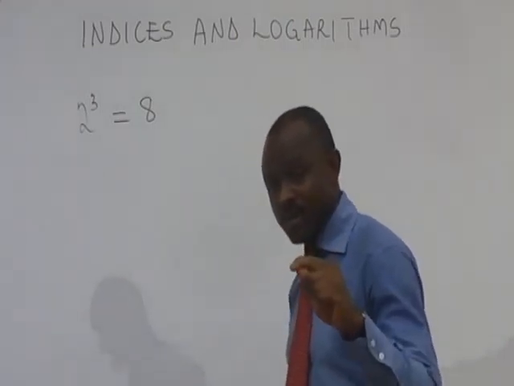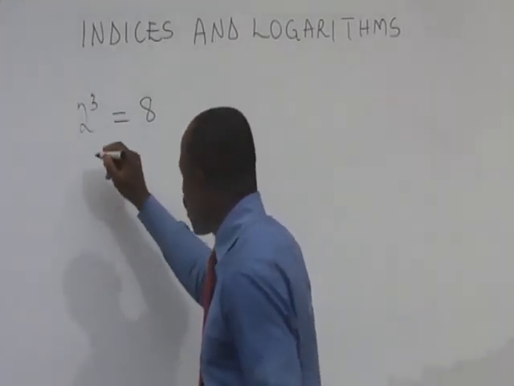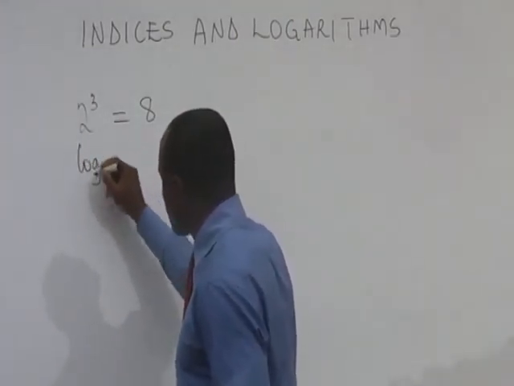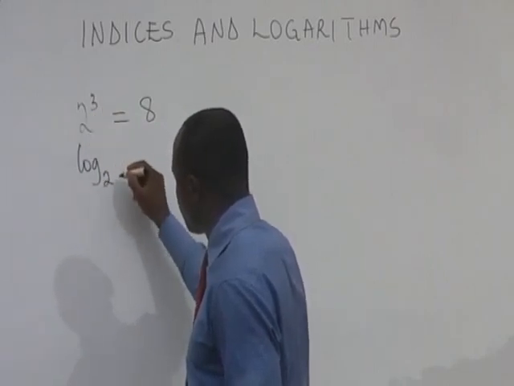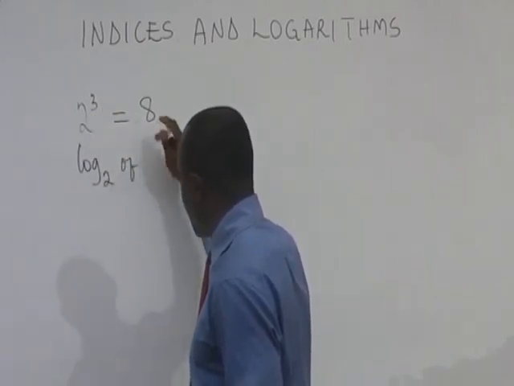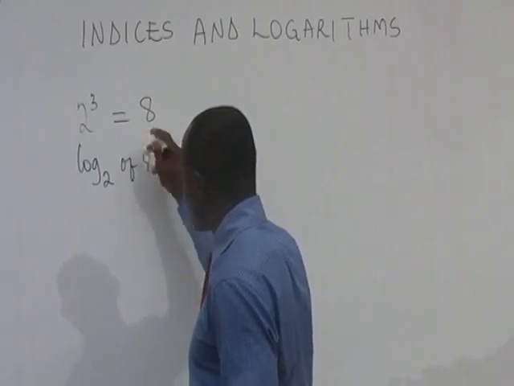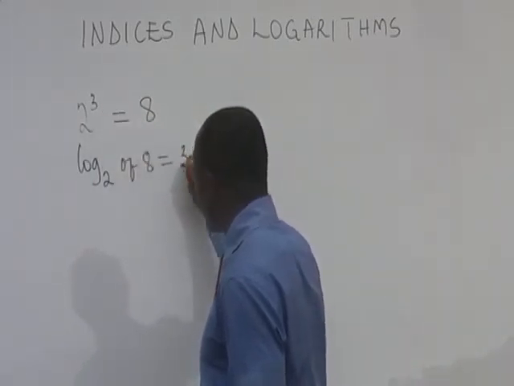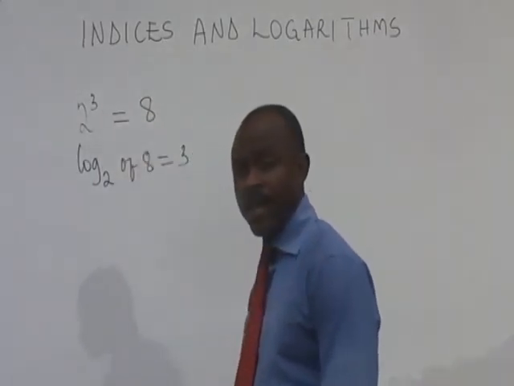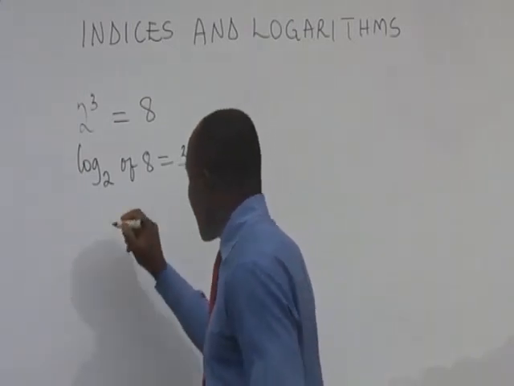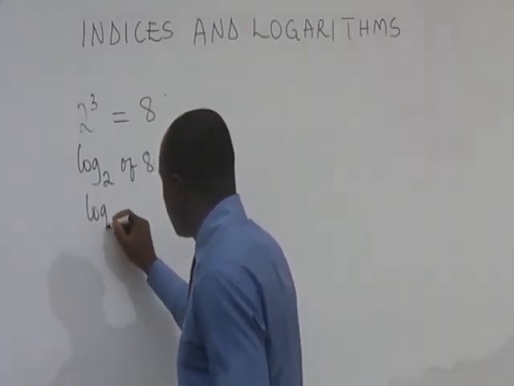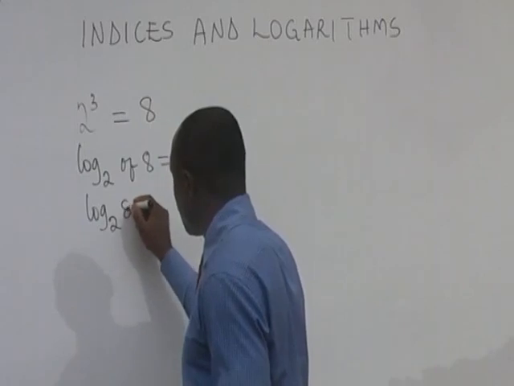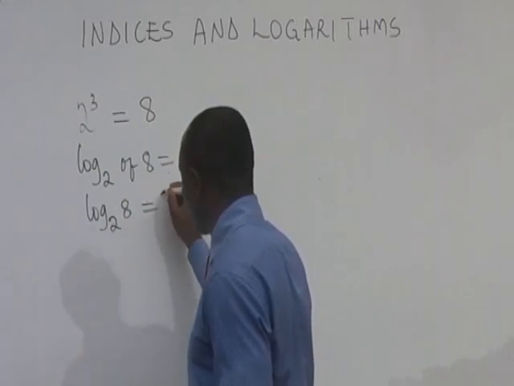In logarithms, it means that the log to base 2 of 8 is equal to the index 3. It is better written that log to base 2 of 8 is equal to 3.